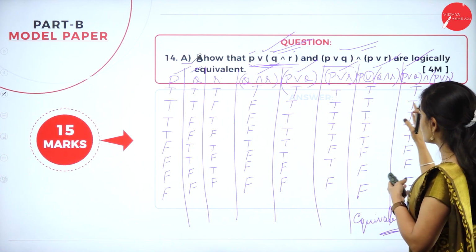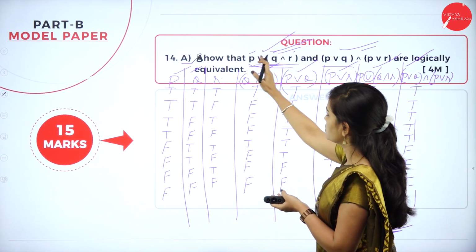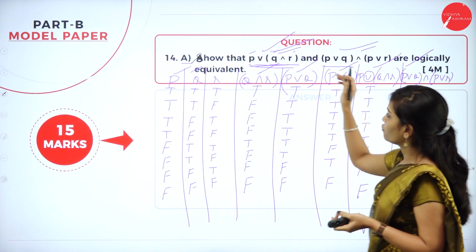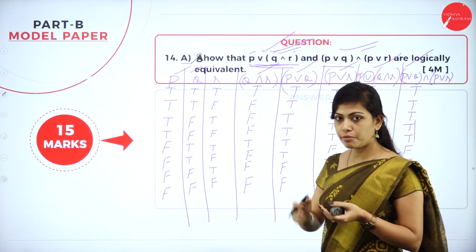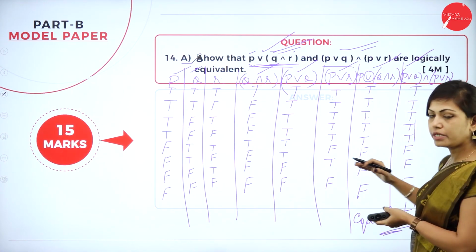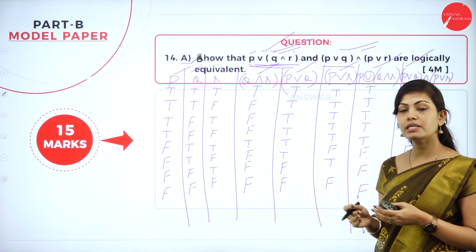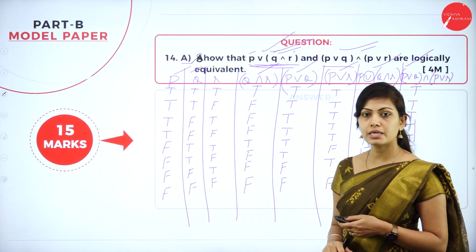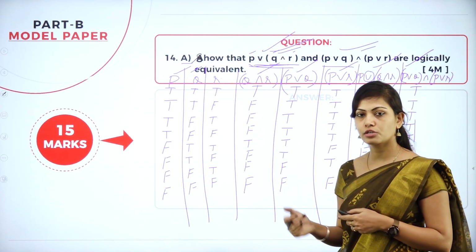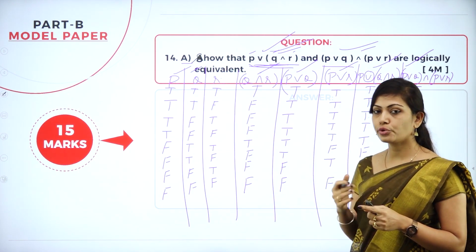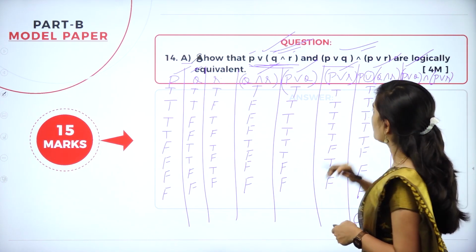If you get the same values for these two statements, whether true or false, then they are equivalent, otherwise they are not equivalent. So by using this truth table construction, easily you can find out this concept. Definitely there will be a problem on truth table construction, so easily you can score 4 marks.